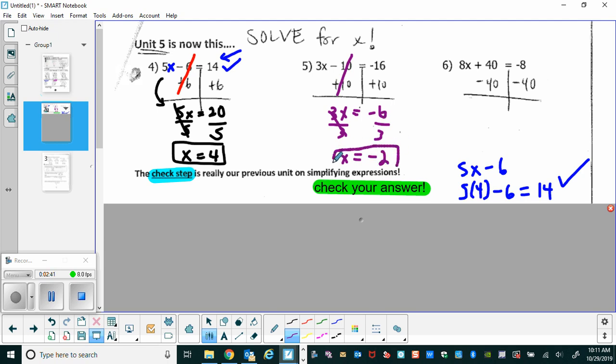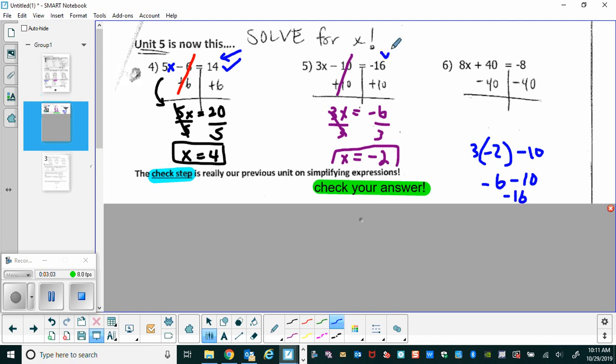All right, so now we're just going to take the time once again to check our work. I want to just review how to check with you guys. So the check step is quite simple. We think x should be a negative 2, so we're going to do 3 times the negative 2. We're just going to plug it in. And then we've got minus 10. So here is our negative 6 and minus 10. And that is a negative 16, just like it should be.